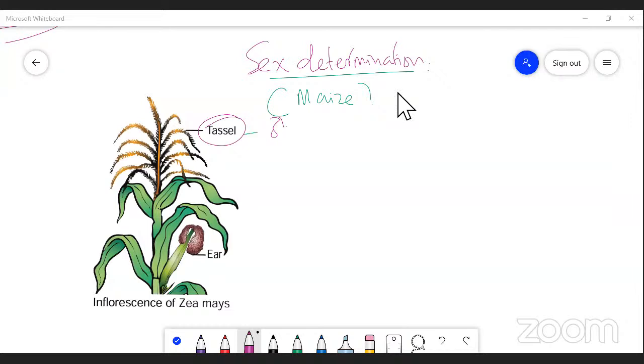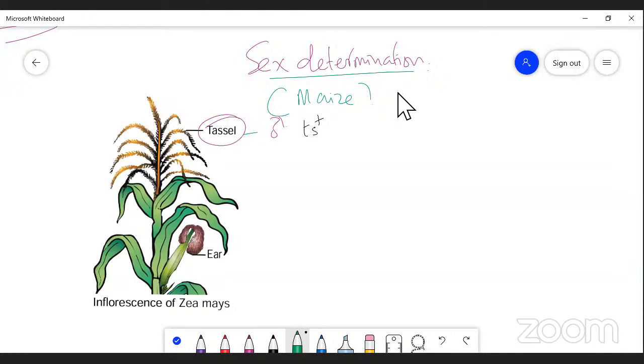And maleness is determined by the presence of TS plus. TS plus is nothing but tassel seed, which is an allele form of a gene that determines maleness. The plus indicates the dominant character. I mean, the dominant allele TS, tassel seed, controls maleness in the plant, right?